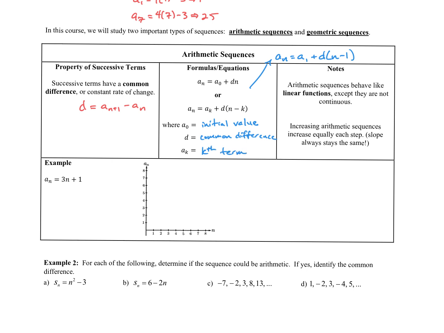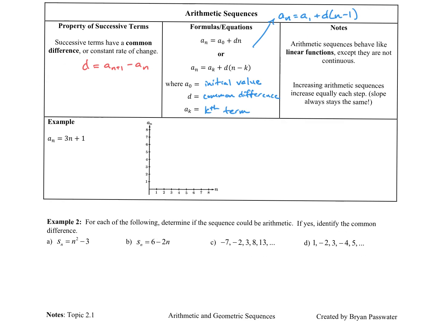Now, this side note's really good, actually. Arithmetic sequences behave like linear functions. If you look at this equation, this is basically point-slope form. This is kind of like our y equals y1 plus m, because that's our difference, our constant rate of change. And then n is like our x minus the value where we started. Except they are not continuous, and that's why it acts like a linear function, but it's a sequence because they're just dots.